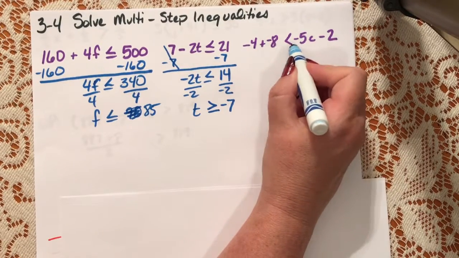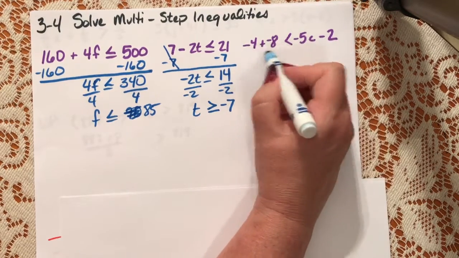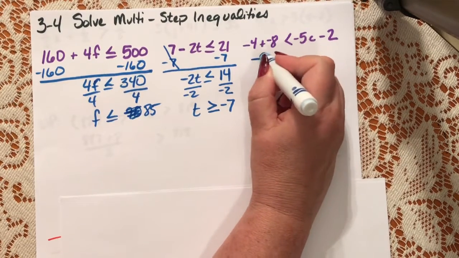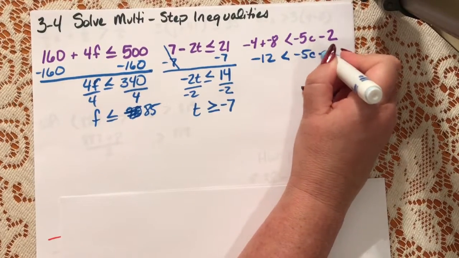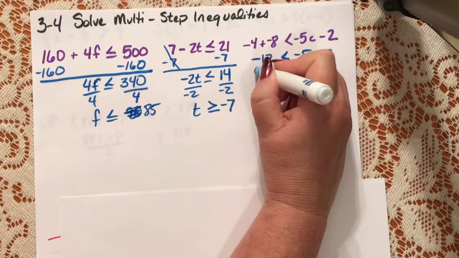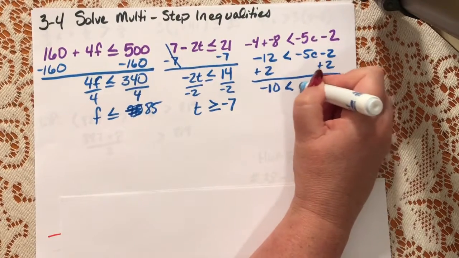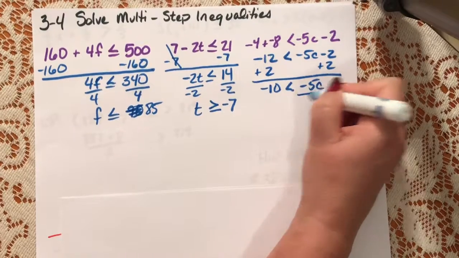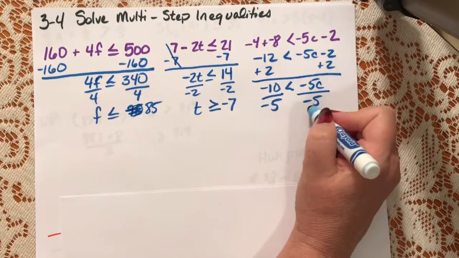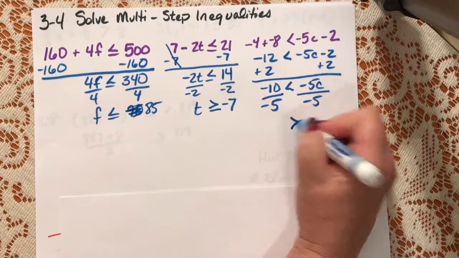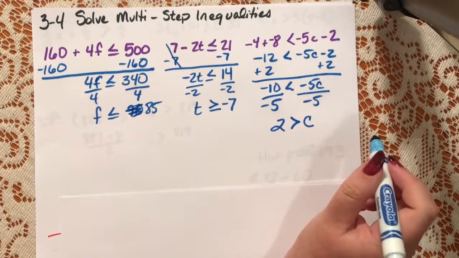Negative 4 plus negative 8 is smaller than negative 5c minus 2. Here I'm going to combine these two to negative 12 is less than negative 5c minus 2. I'm going to add 2 to both sides. And negative 10 is less than negative 5c, and I'm going to divide both sides by negative 5. And I'm dividing by a negative, so my inequality switches, and I've got c here and 2 there.